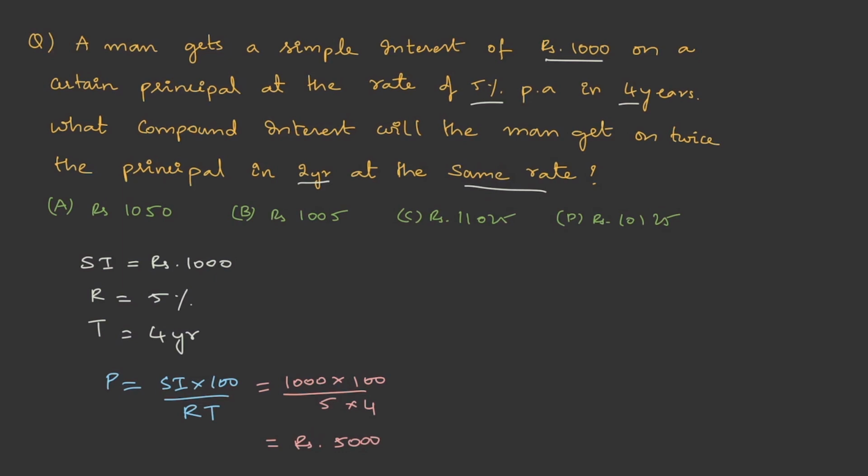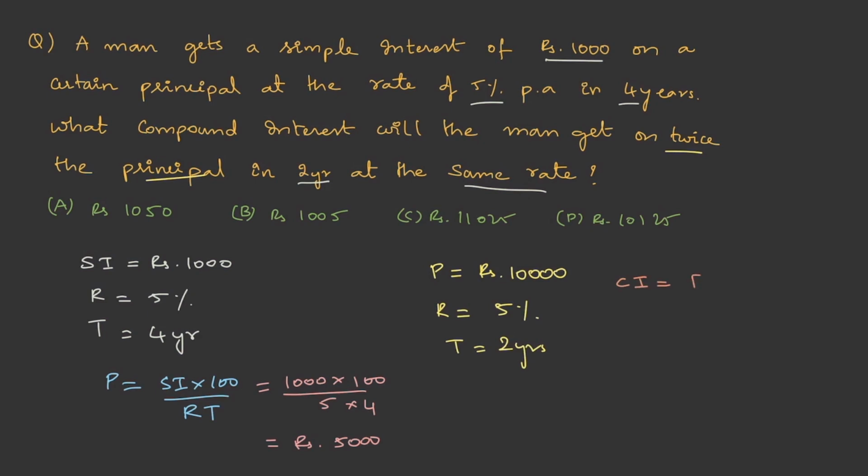They are saying that the man gets twice the principal. So for the second, we need to take the principal as 2 times the initial principal. Initially it was 5,000. So 2 times that is rupees 10,000. And rate is the same as the previous, therefore 5%. Time is 2 years.